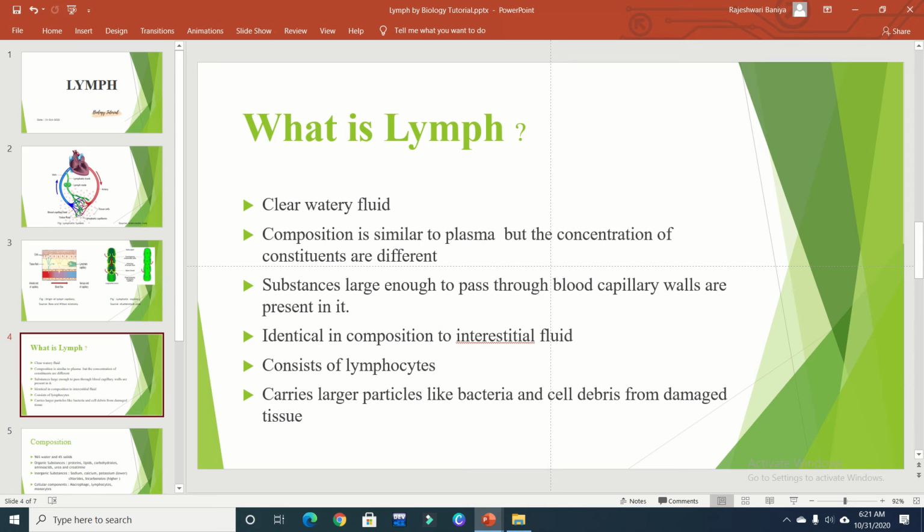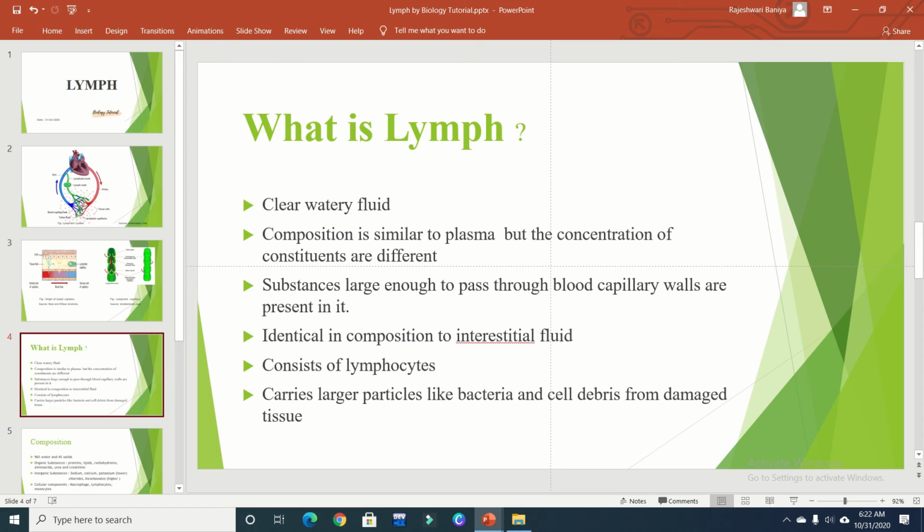It is identical in composition to the interstitial fluid. Yes, they are similar. The interstitial fluid composition and the lymph composition are similar, but they differ in some amounts. It consists of lymphocytes. Lymphocytes are T cells and B cells, which help in the immune system. It acts as a defense mechanism. It carries the larger particles like bacteria and cell debris from the damaged tissue.